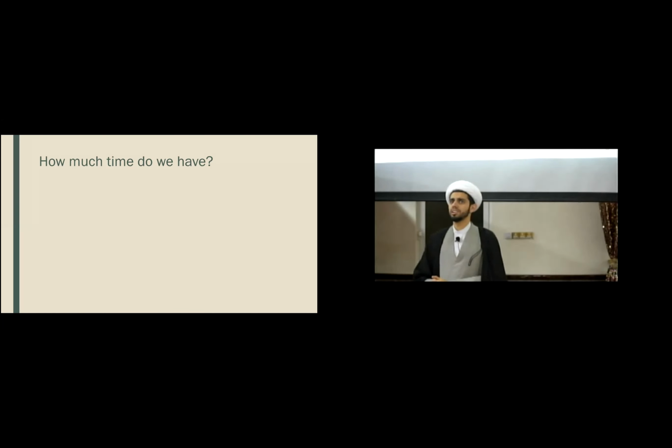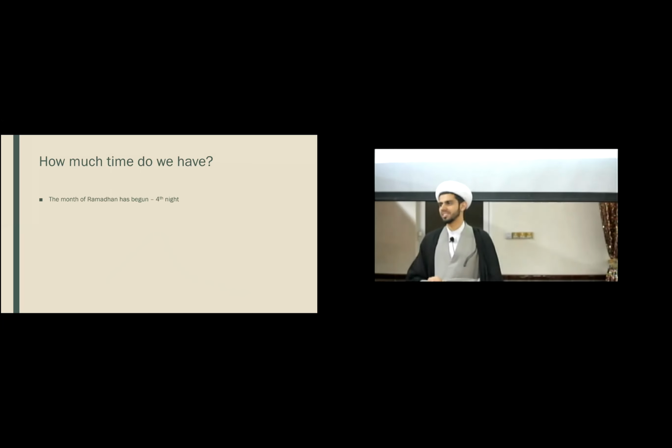See, the month of Ramadan is 1 month, right? That's a very obvious answer. The month of Ramadan is 1 month. And we've passed of that already. A few days have already gone. We've already reached the 4th night tonight, which is 13.3 recurring % of the month passed. So we've passed 13% roughly of the month. We have the rest, which is 86.6 recurring % left.